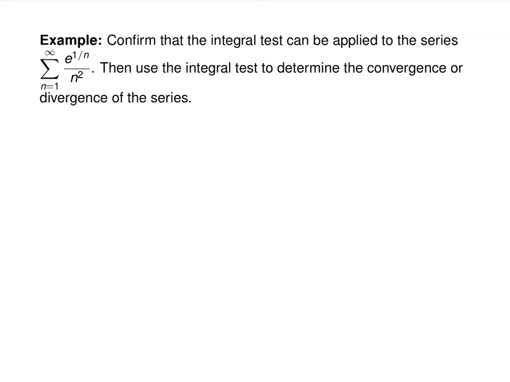All right. So confirm that the integral test can be applied to this and then use it to determine the convergence or divergence. Okay, so definitely have to first do the derivative, to prove the function is decreasing here. So it's a continuous f of x equals e to the 1 over x squared. It is certainly continuous on any interval bigger than 0, 1 to infinity or even 0 to infinity, right? 0 is a problem.